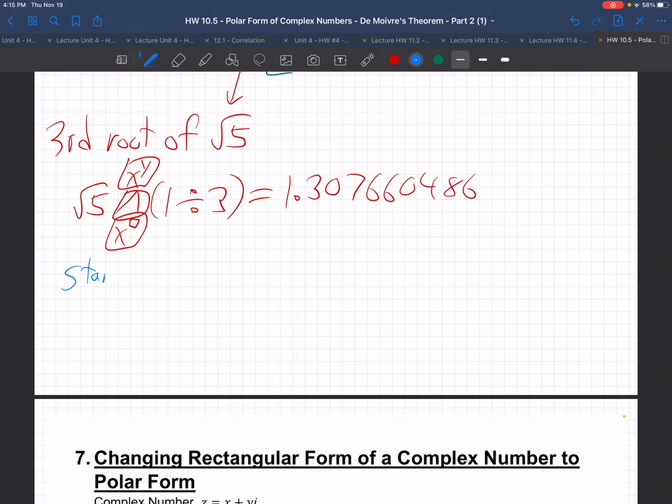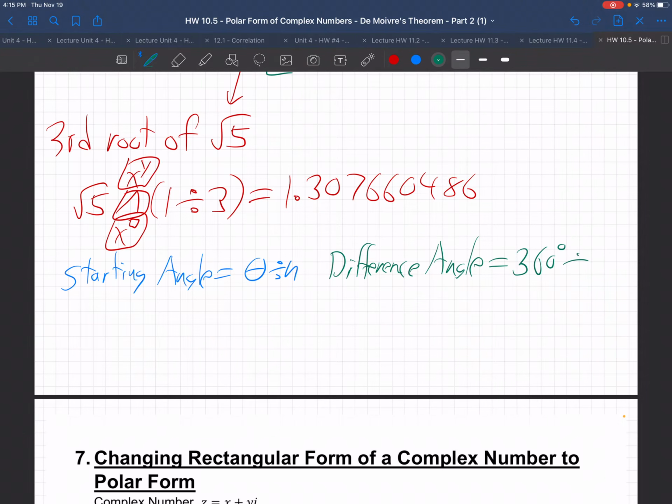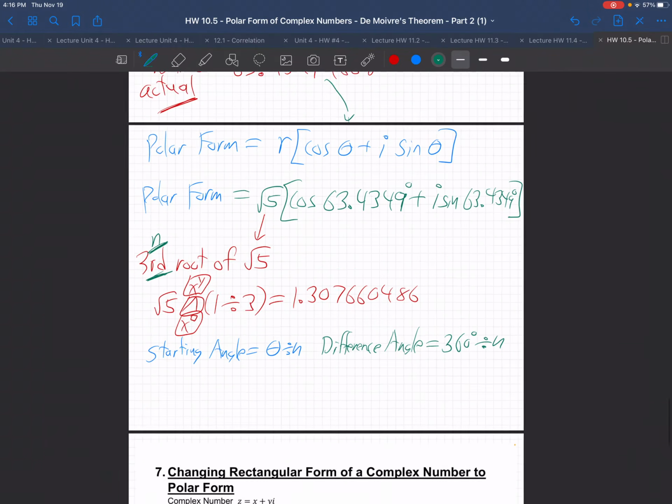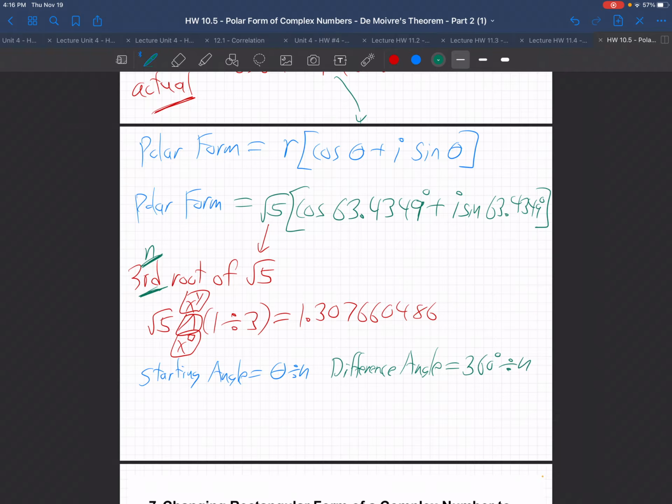So starting angle, theta divided by n, and then over here we'll have the difference angle, which is 360 degrees divided by n. What's n? n is our root amount. n is third root. So this is going to be theta. So what's our theta? You got to grab our theta right here. That's probably enough accuracy. We'll just grab it right there.